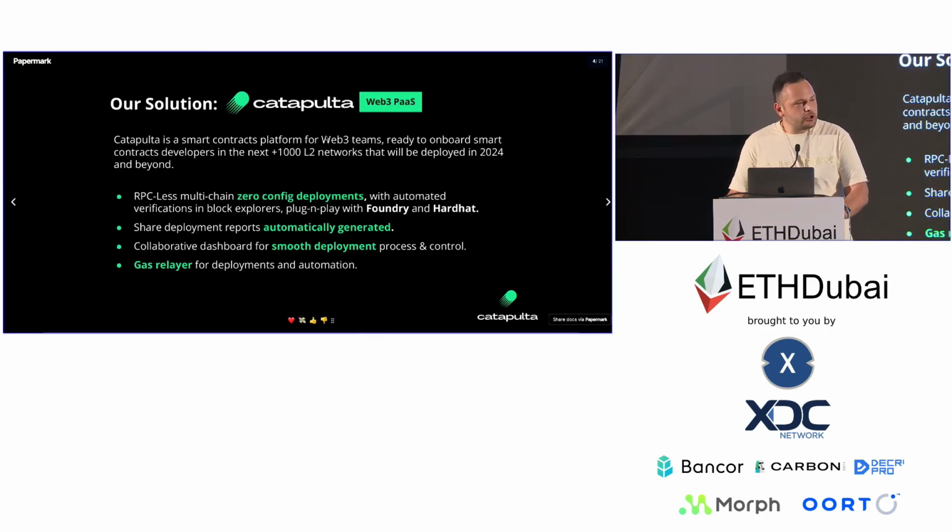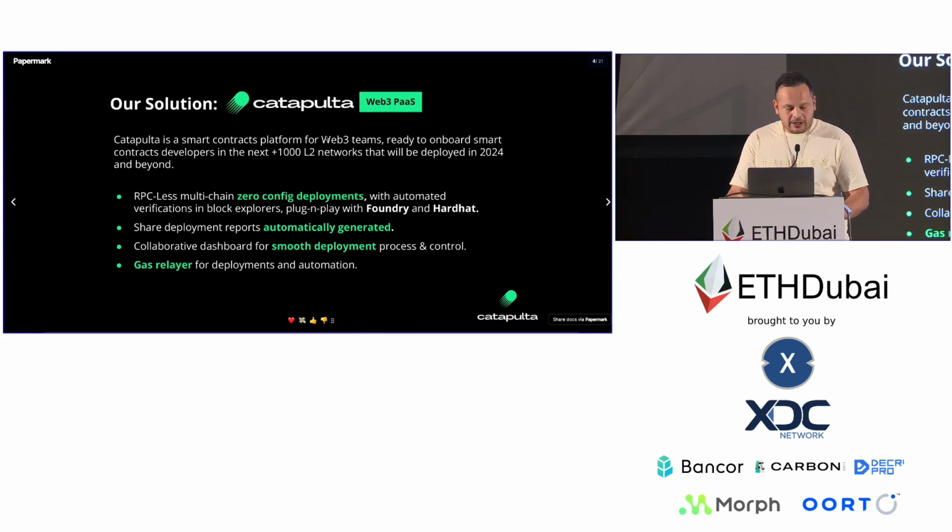So, our solution is Catapulta. It's like a one-stop shop for Web3 teams. With Catapulta, you get a smart contracts platform that's ready to support you across over 1,000 layer 2 networks coming in today and beyond. With us, you can say goodbye to manual configurations and dealing with different chains.